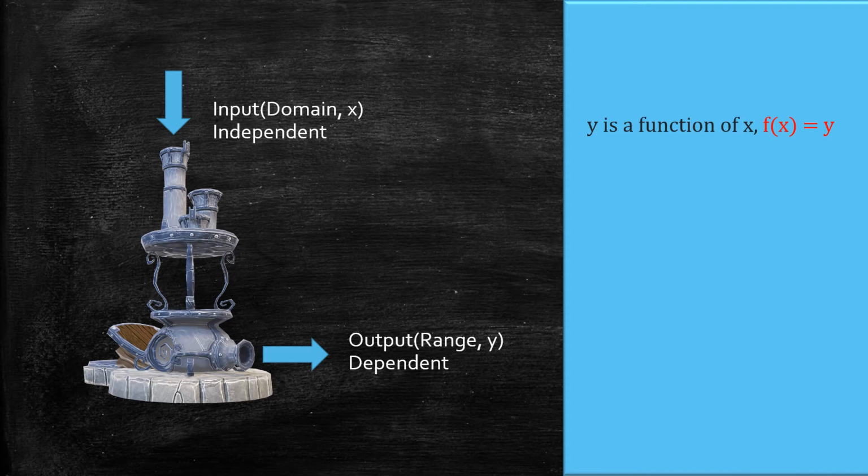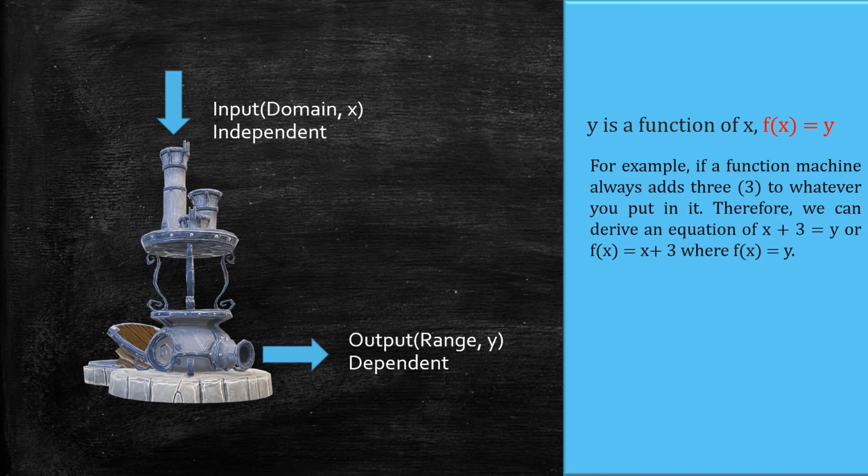Okay? So Y is a function of X, meaning Y is dependent sa imong X. So this is how it is written, class. F of X is equal to Y, meaning f(x), class, function of X is equal to Y. Meaning, kanang function nimo f(x), kung unsa na siya, equal na sa Y na mugawas. Sama sa inyo na, kung magsulod kag orange, equal na sa orange juice. Unique na siya. So example, if a function machine always adds 3 to whatever you put in, okay?